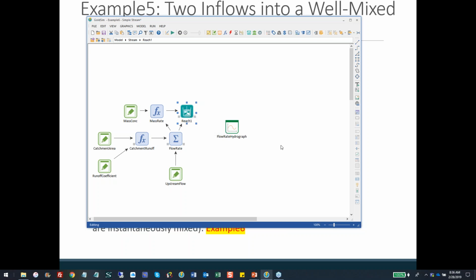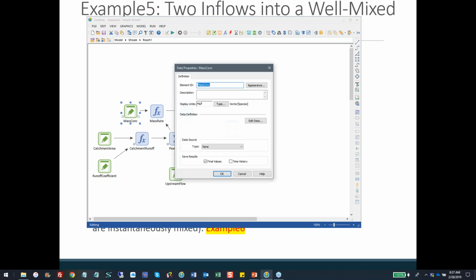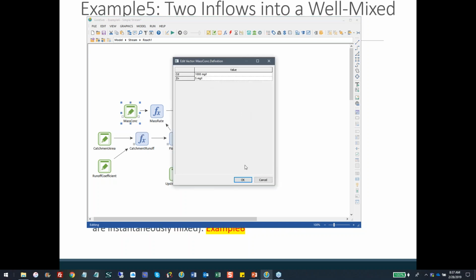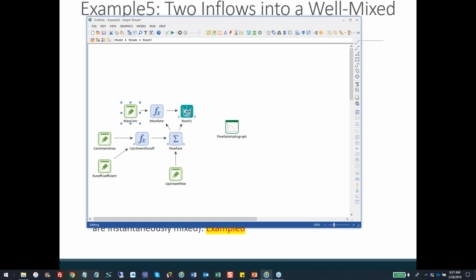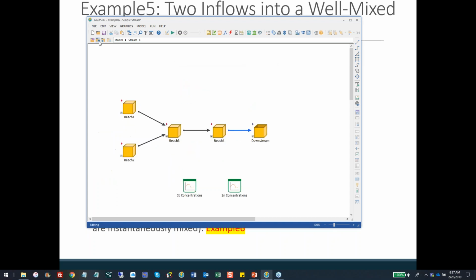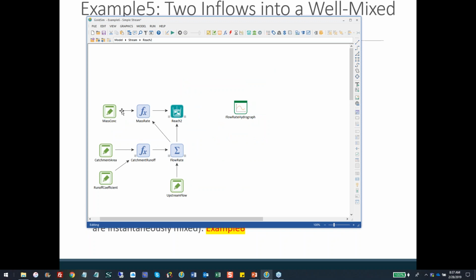I have some flow rates. I have some runoff coming into this reach. I have some upstream flow coming into the reach, and I'm actually putting some mass in. So reach 1 has a concentration of 2 species. We have 2 species we're simulating here, cadmium and zinc. Cadmium has a concentration of 1,000 milligrams per liter. Zinc has a concentration of 5 milligrams per liter. And we're adding that to this reach. Reach 2 looks identical. It's got different concentrations coming in, but it's got the same idea.